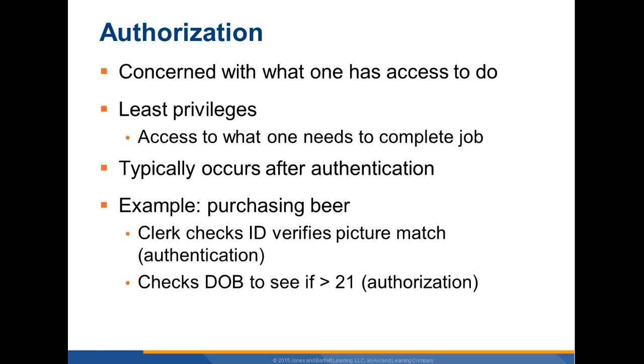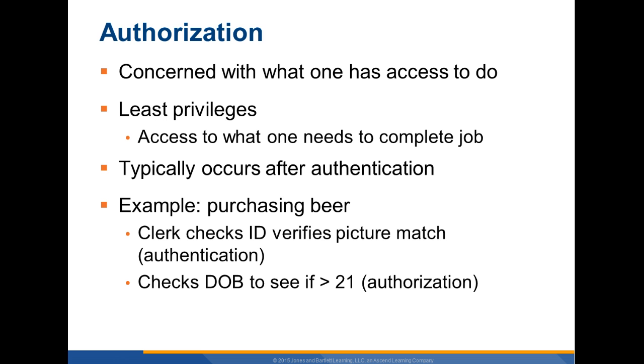Least privileges, that concept is very important. It concerns the access to what one needs to complete one's job. In other words, which programs are you limited to that you can execute? Which files are you limited to that you can access to complete your job, and only for those purposes? It says here that authorization typically occurs after authentication. In fact, it almost always occurs after authentication. Once you're into the system, we're not just going to let you do anything. You have to be authorized to do certain things, and so it does occur after authentication.